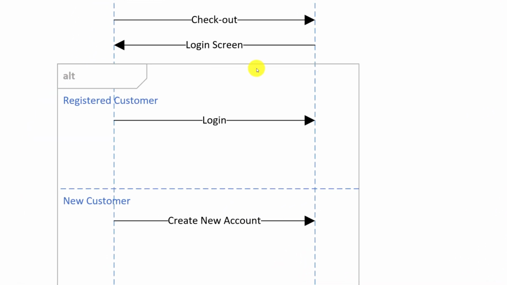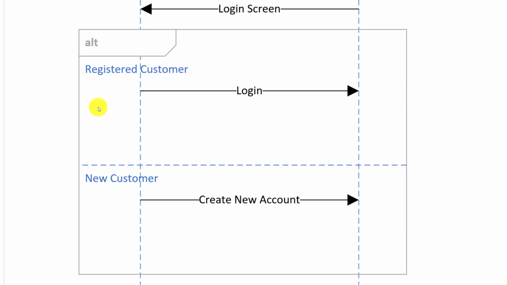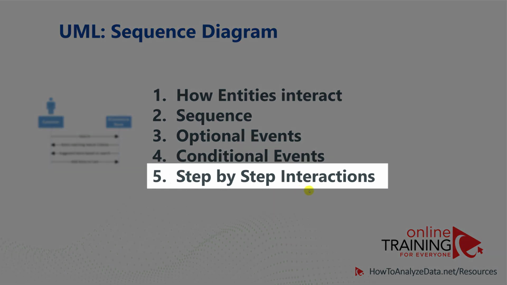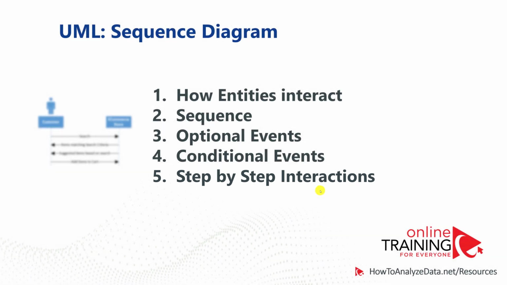An example of a conditional interaction is shown in this frame. When the customer needs to check out, they need to have an account in the system. If they're a new customer, they can create an account, but if they are an existing customer, they need to log in. The biggest power of a sequence diagram is that it shows step-by-step interactions, focuses on the order of interactions, and shows them visually.